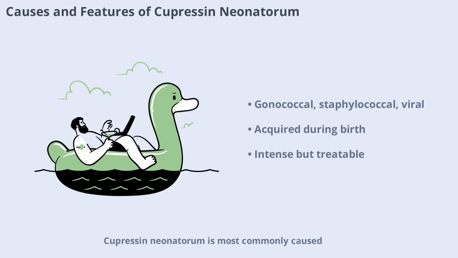Ophthalmia neonatorum is most commonly caused by gonococcal infection, 27–30% of cases, staphylococcal infection, 35%, or viral infection. The infection is usually acquired during birth from the mother's genital tract or through contaminated towels and hands. Clinical features include bilateral swollen lids, congested conjunctiva, and a watery discharge that becomes purulent. The inflammation is intense, but usually subsides within a few weeks with proper treatment.